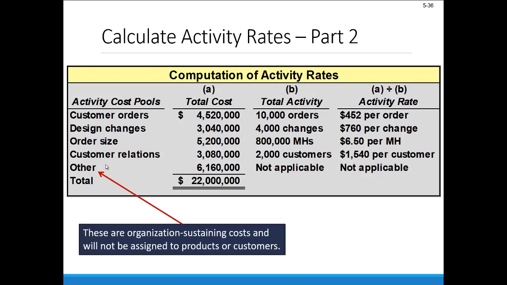And just a quick note, our other activity cost pool, remember that was all the org sustaining cost. Those things are not getting assigned to products or customers under any circumstance. So we didn't have the activity measure for it at all, and we don't have an activity rate then by which to assign those costs.